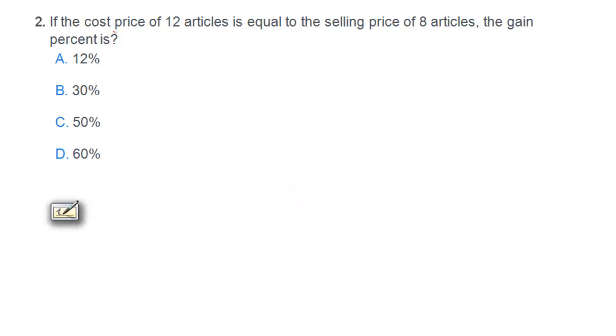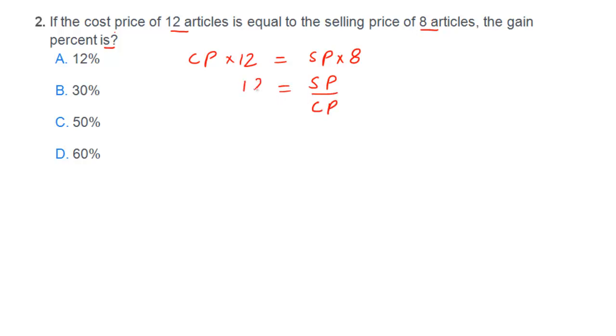Let's take the next question that says: if the cost price of 12 articles is equal to the selling price of 8 articles, the gain percent is. So it is given that the cost price of 12 articles is equal to the selling price of 8 articles. With the help of that we can find the ratio of SP divided by CP, which comes out to be 12 by 8, or 3 by 2. Why is this required? Because with the help of that we can calculate the profit percent with the formula, right?